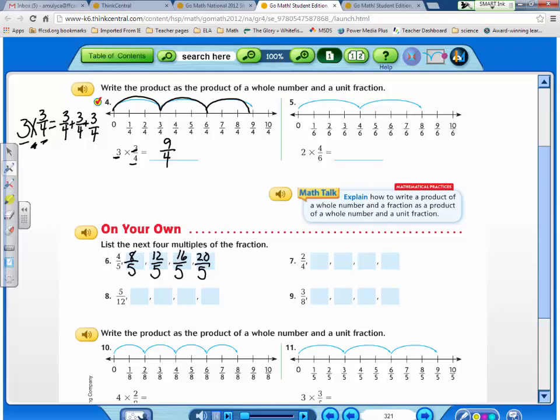So when you get a word problem and it says that he needs to make 5 batches of something and he needs to put 3/4 in each batch, well, that would be 5 groups of 3/4, and that would be 15/4. So I would need 15 1/4 cups.